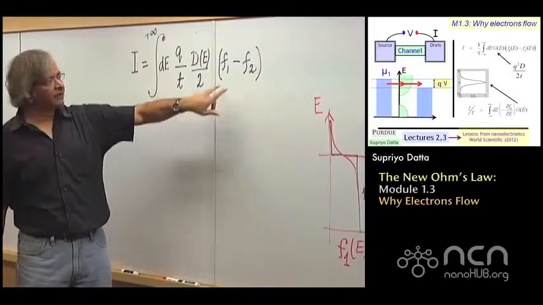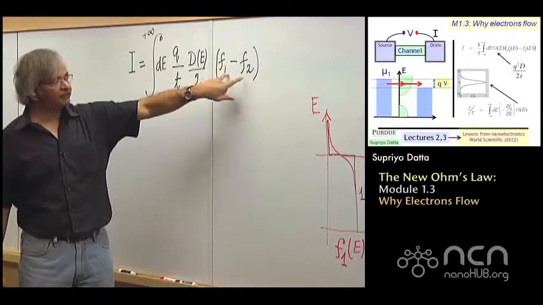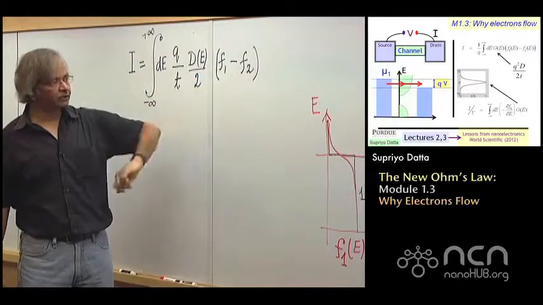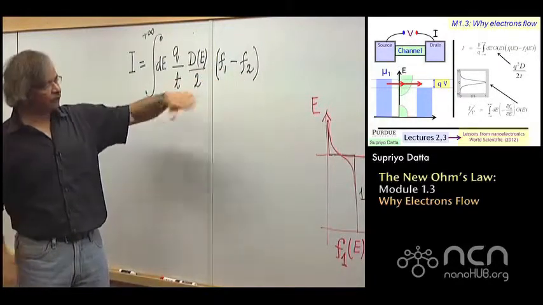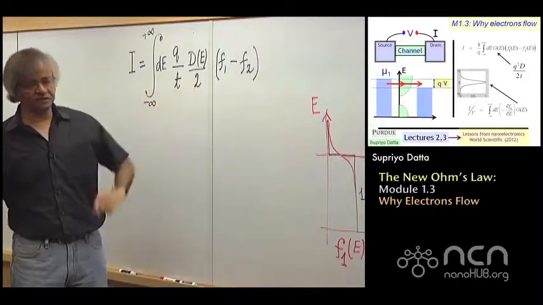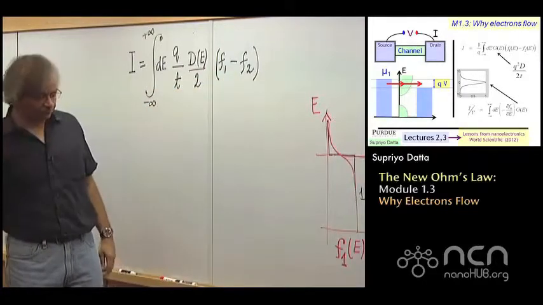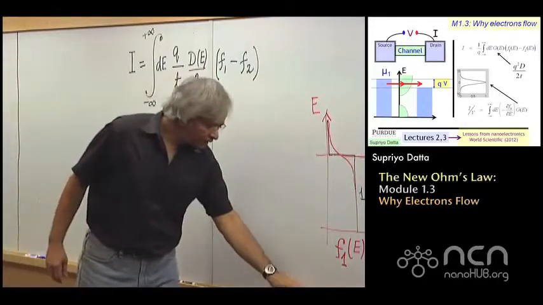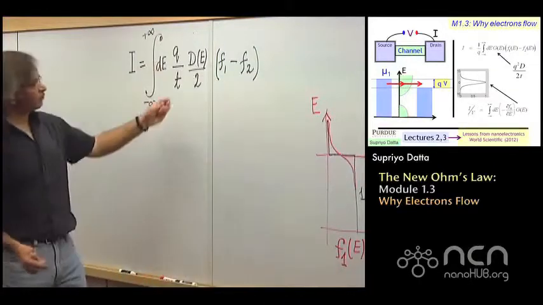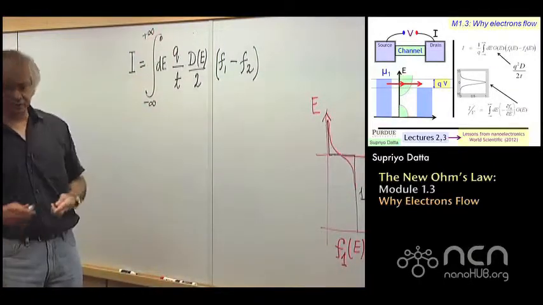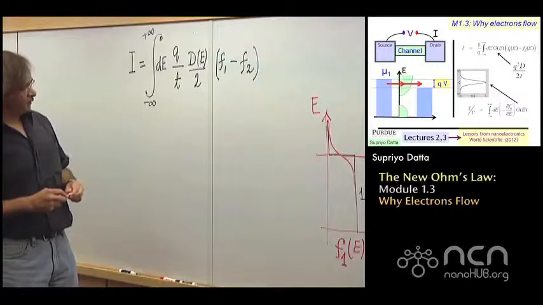F1 minus F2, and these are the Fermi functions in contact 1 and contact 2 with these two different electrochemical potentials which are separated by QV, the applied voltage. Okay. Now, this is an expression one could use in general to find the current.